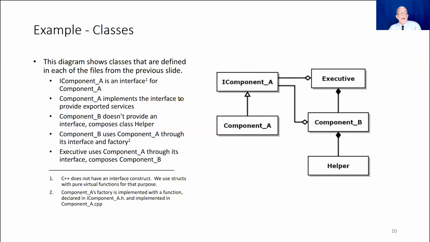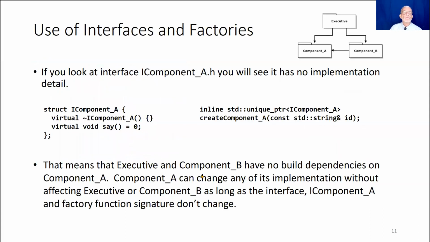Okay, so one thing we might mention is that C++, I talked about this as an interface. C++ doesn't have an interface construct. C# and Java do. C++ doesn't, but we use structs with functions with no definitions. They're called pure virtual functions. That struct with pure virtual functions plays exactly the same role as an interface does in C# or Java. It works very well.